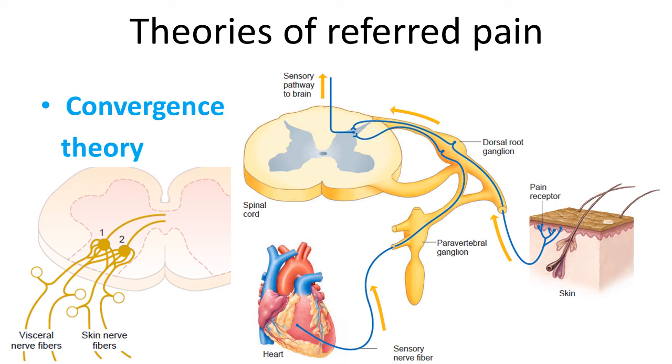Now, the site of convergence may be in lamina 1 to lamina 6 of Rexed laminae. However, the afferent nerve fibers of both sides converge at lamina 7. That explains how the pain of one side may be referred to the opposite side of the body.